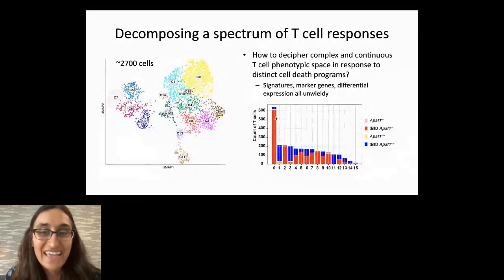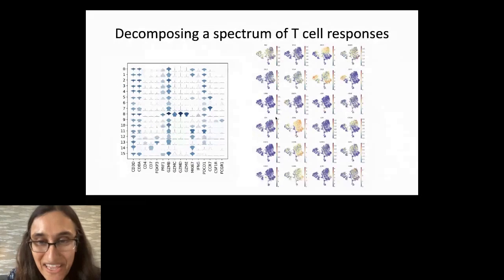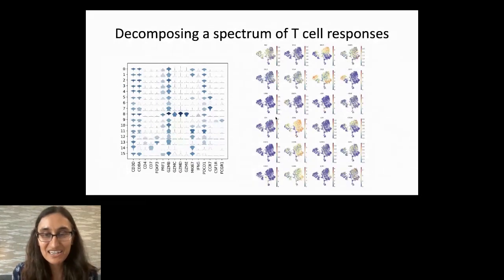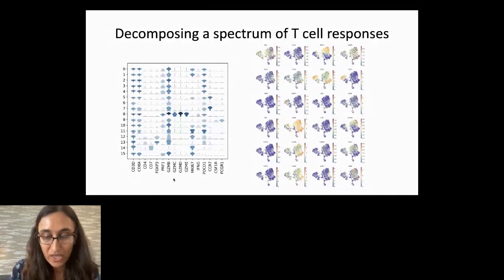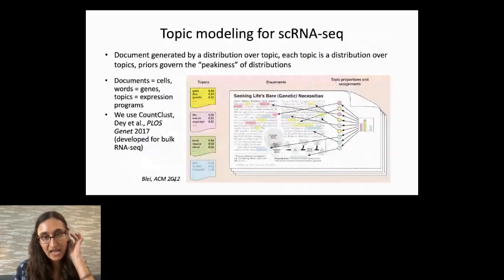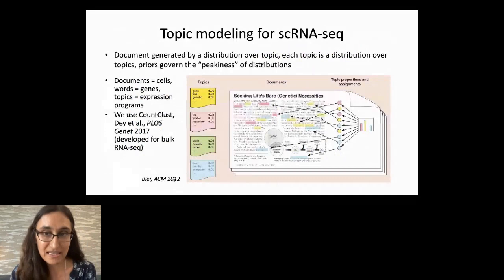And just, again, not to give people nightmares if they have done this before, but there are a lot of markers you can look at, but this is a very time-consuming and uncertain way of labeling the clusters. So for example, you can see many clusters express PD-1, many clusters express granzyme B. Okay, so as an alternative, we turned in this project to topic modeling.